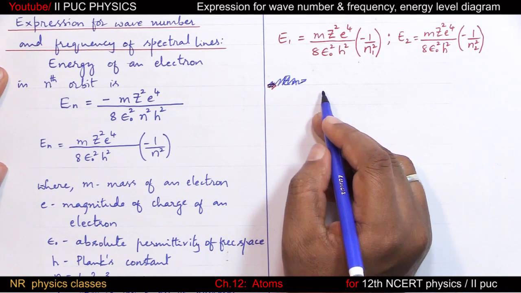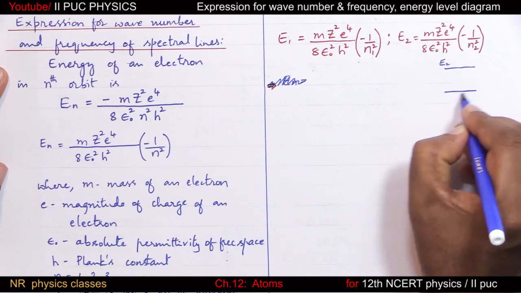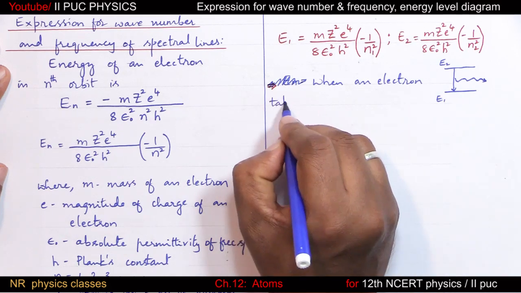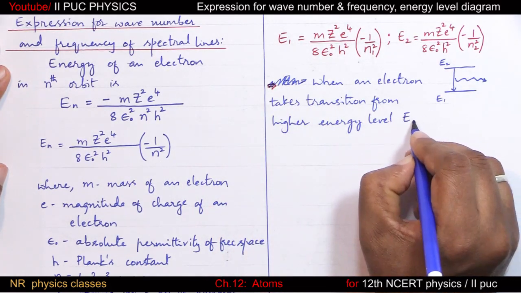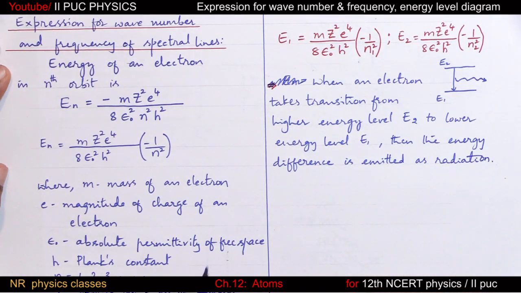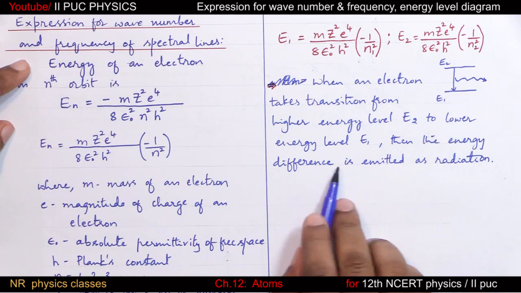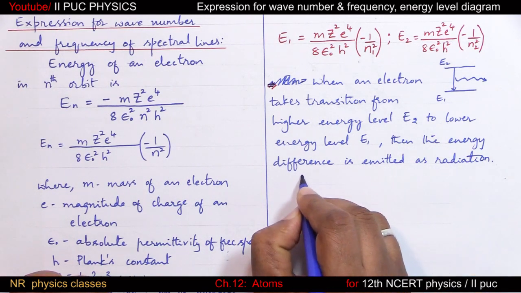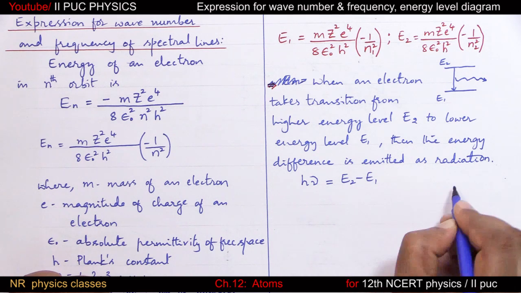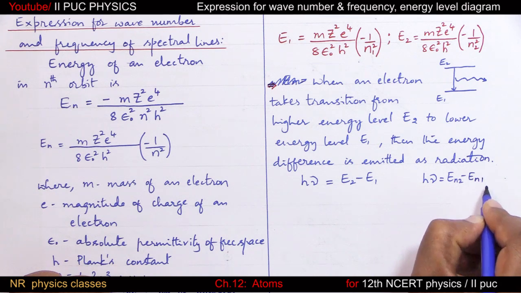Let me use Bohr's postulate. When an electron takes transition from higher energy state E2 to lower energy state E1, then there is emission of radiation. When an electron takes transition from higher energy state to lower energy state, then the energy difference is emitted as radiation. Therefore, h nu equal to E2 minus E1. Sometimes we can also write this as h nu equal to En2 minus En1.